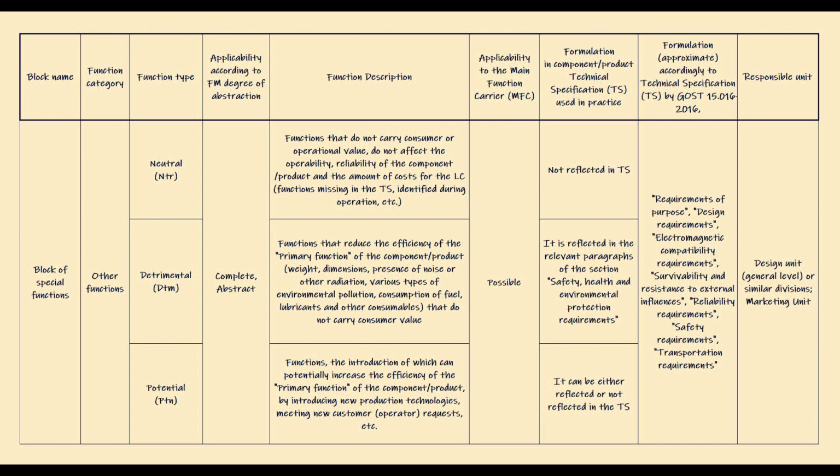For example, a function missing in the technical specification, identified during operation, and other kinds of functions. The next, a function that reduces the efficiency of the primary functions of the component product. For example, weight, dimensions, presence of noise or other radiation, various types of environmental pollution, consumption of fuel, lubricants, and other consumables that do not carry consumer value.